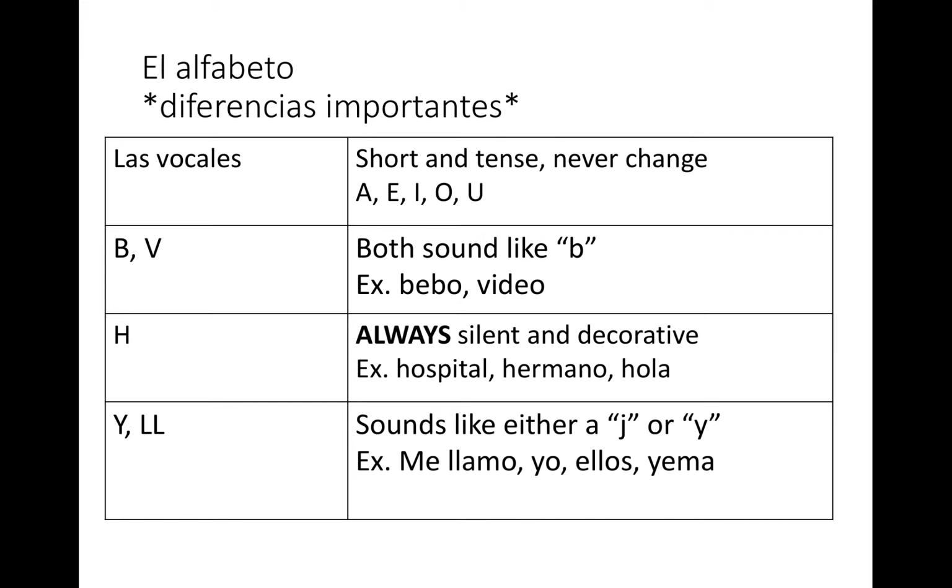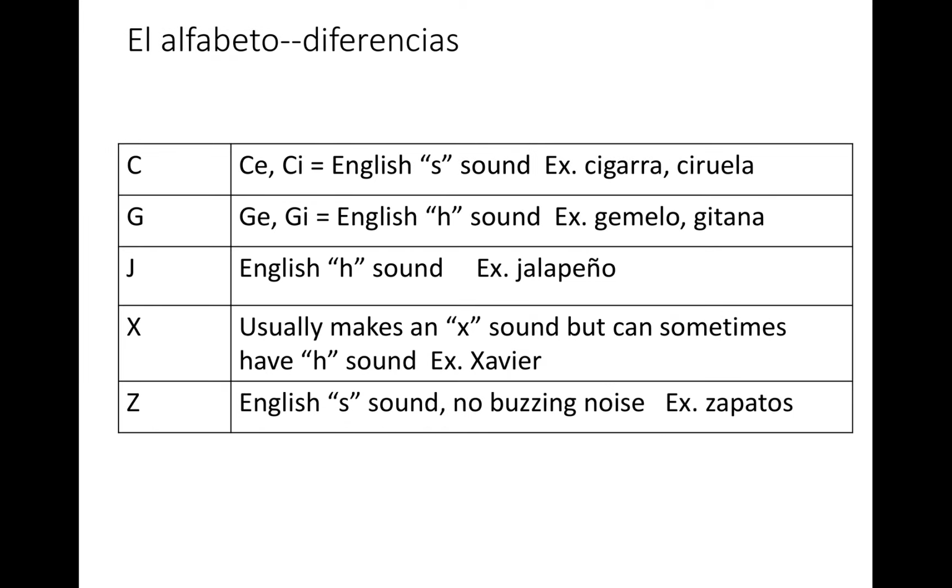This region favors the Y sound, but I'm not from South and Central America. So for me, it's natural, the J sound. My family comes from the Caribbean, Spain. So, me llamo, yo, ellos, Yema, that's natural to me. Or you may pronounce it very standard and favored in this region, me llamo, yo, ellos, Yema.